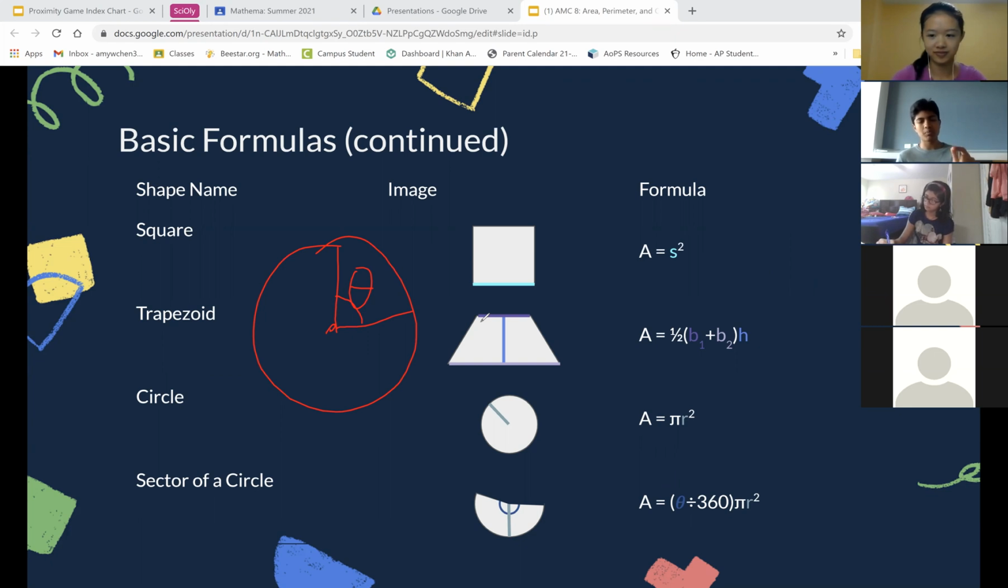So then we would just do theta over 360 to find the fraction of the circle that the wedge takes up, because again, the total circle is 360. So first we find the fraction that the wedge takes up of the total circle, and then we just take that fraction and multiply it by the area of the circle, because it's just a fraction of the circle, right? So it's just pi r squared times the fraction that the wedge takes up of the circle, and that's theta, which is the degree measure, divided by 360. And that represents the area of this piece of pie of the circle.